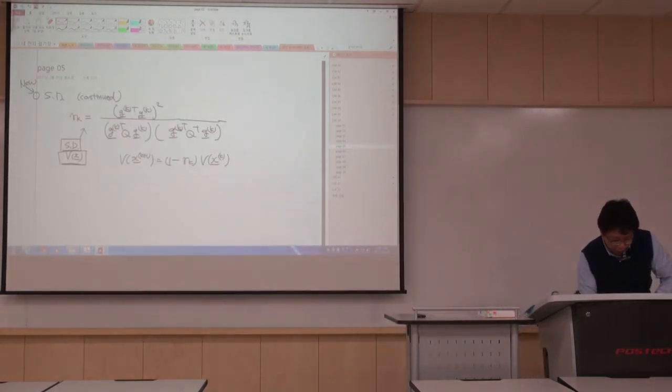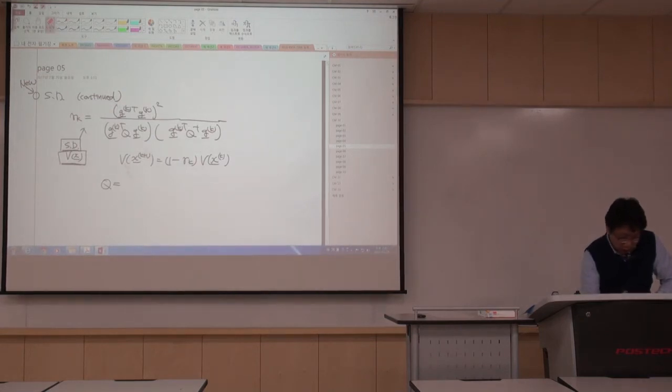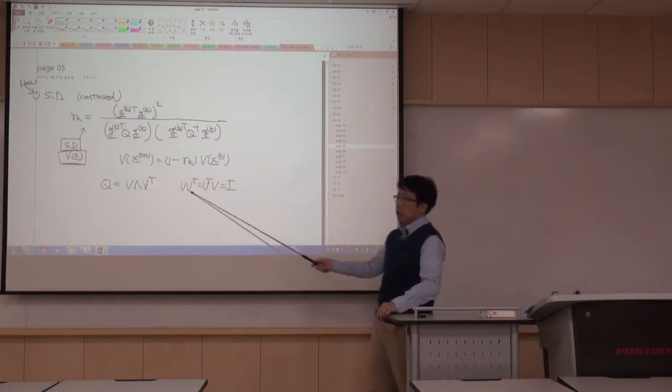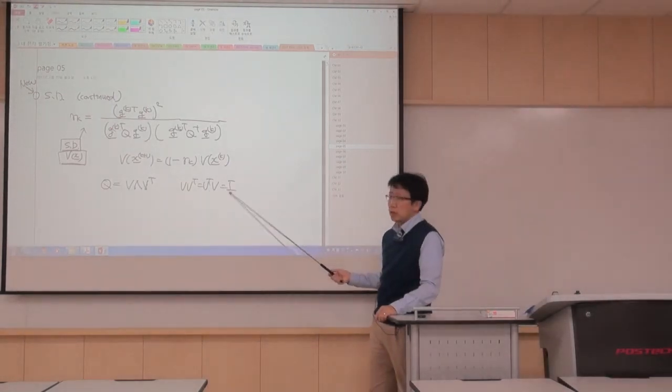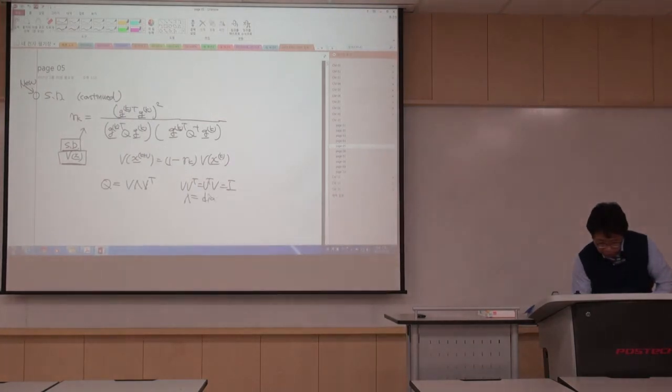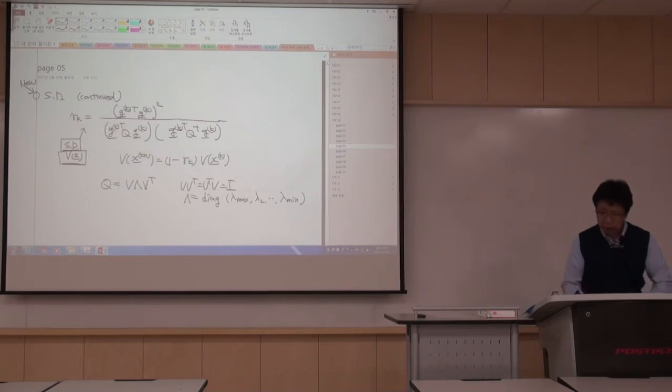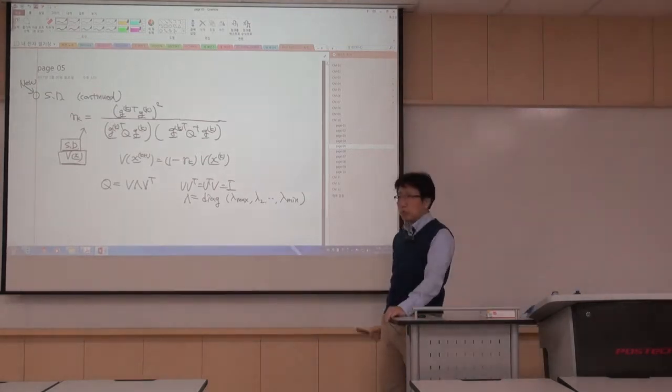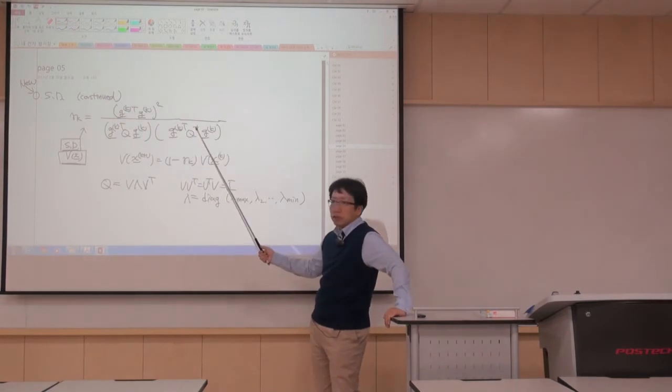Now what about this one? You need to remind this one. Suppose you have the orthonormal eigenvalue decomposition like this. Here V is an orthogonal matrix, and lambda is a diagonal matrix that has all eigenvalues. Let's say they are ordered in the decreasing order. Suppose. Then what can you say about this Q inverse?